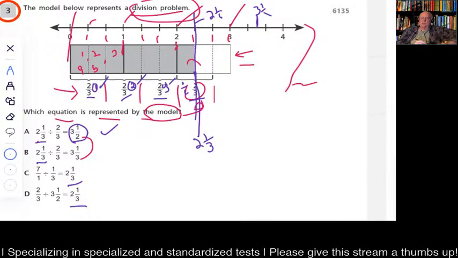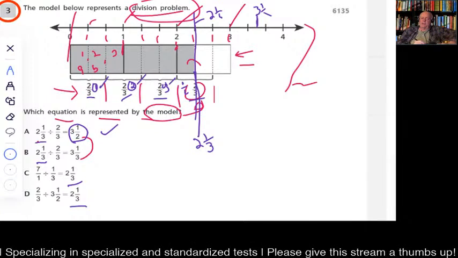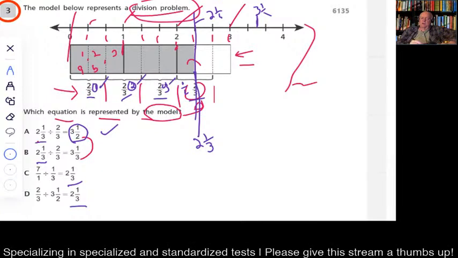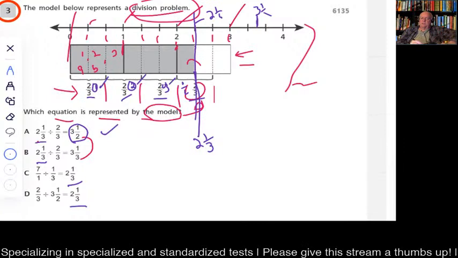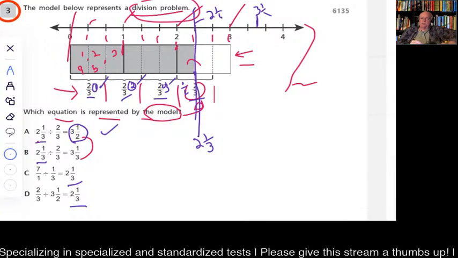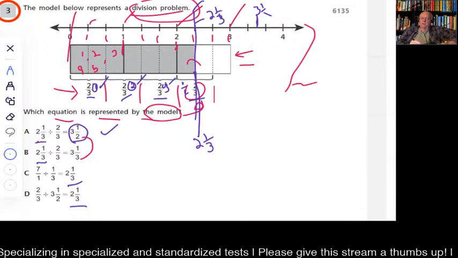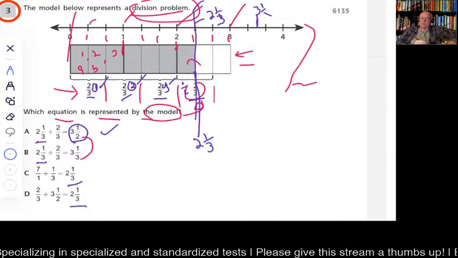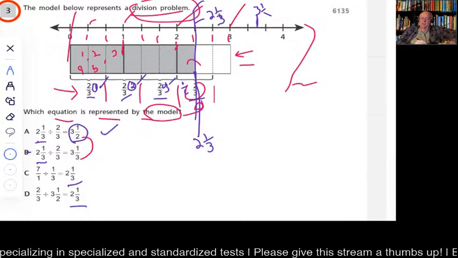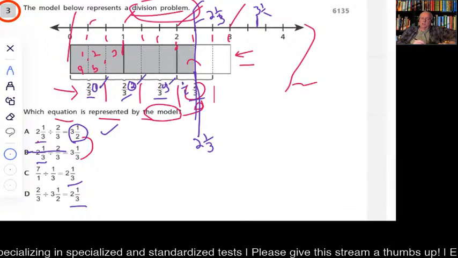B says 2 1/3 divided by 2/3 is 3.5, 3 1/3. No, this number here is 2 1/3. Okay, so they're trying to confuse you here. So no matter how you slice this, it's not B.